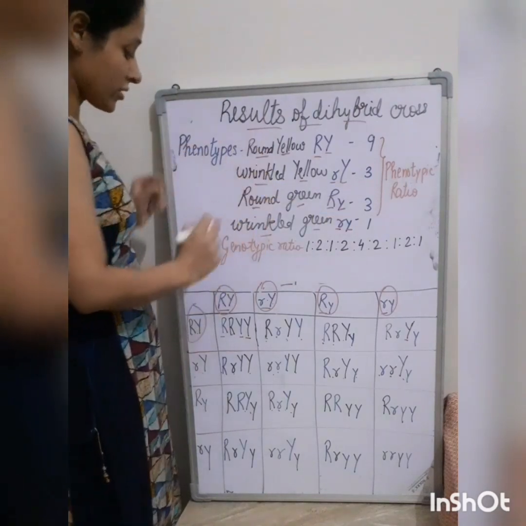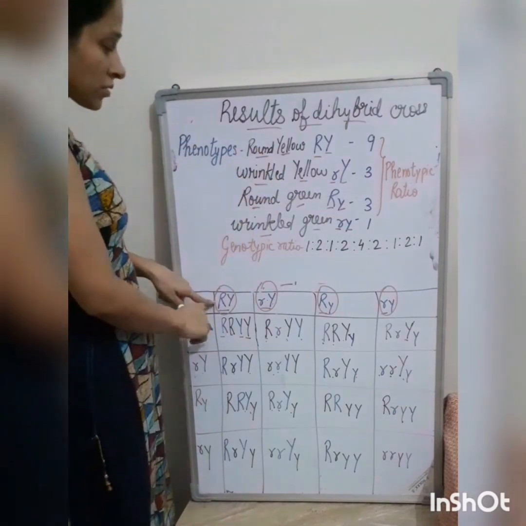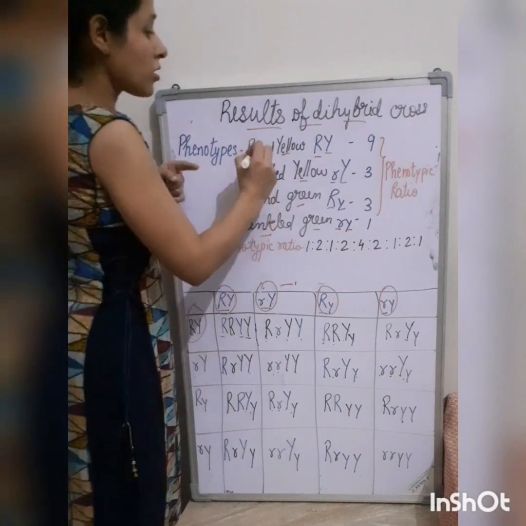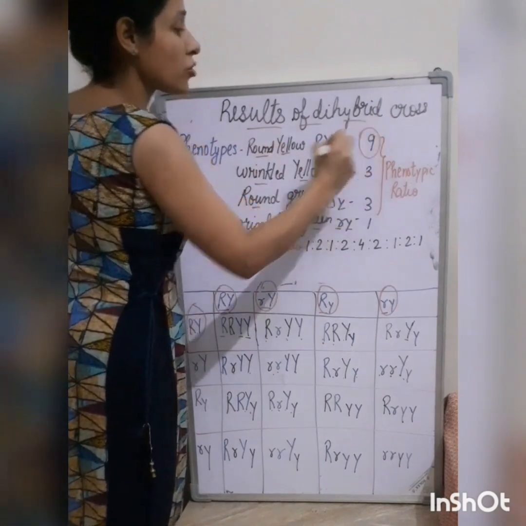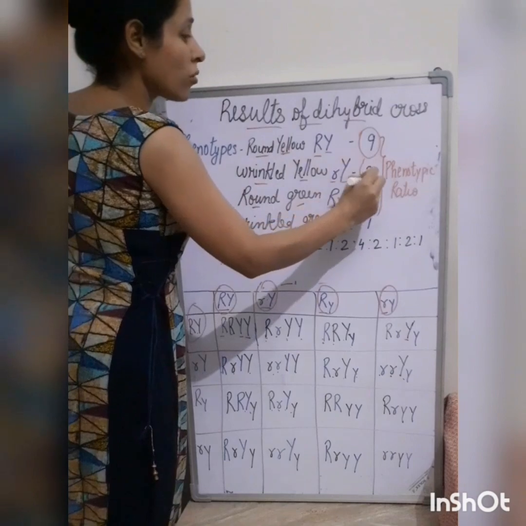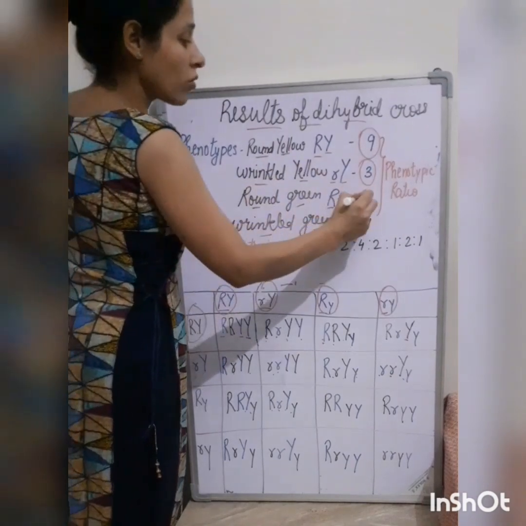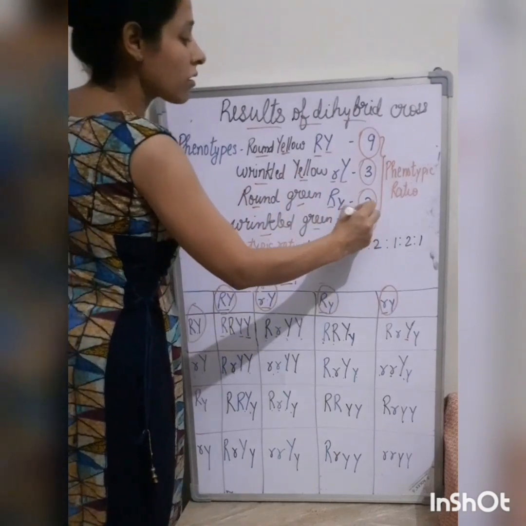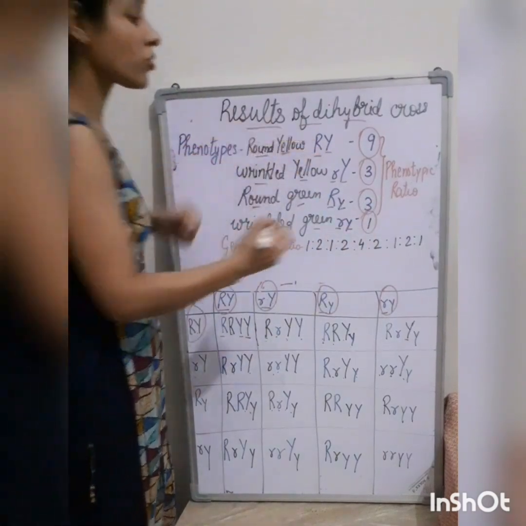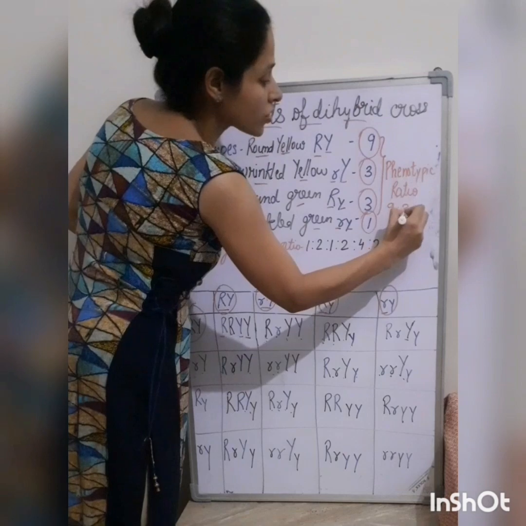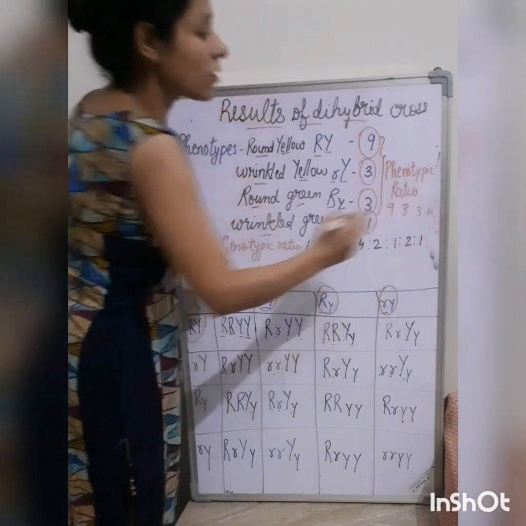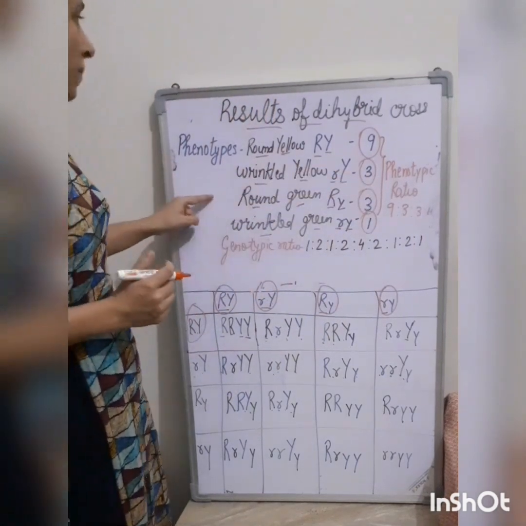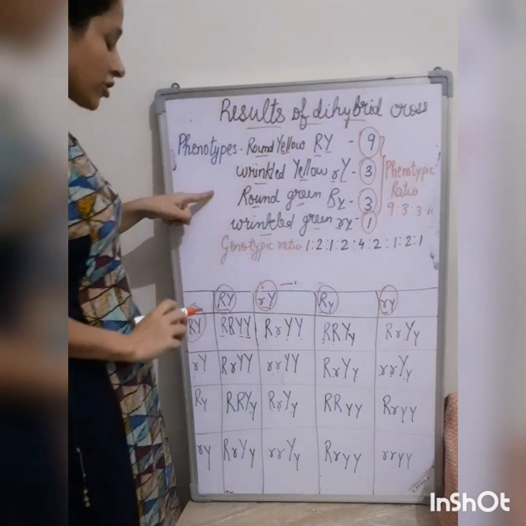So when we count them from here, what are the ratios that are obtained? Round yellow occurs in the ratio of 9, wrinkled yellow 3, round green 3 and wrinkled green 1. So 9:3:3:1 is the phenotypic ratio that is obtained in the dihybrid cross.